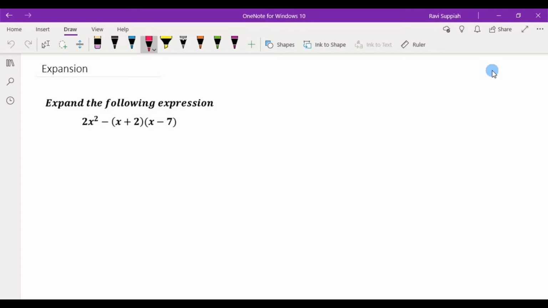All right, but very importantly, we have to be very mindful of this negative sign here, because this can change the signs of the result of this expansion over here. Okay, so let's get started.